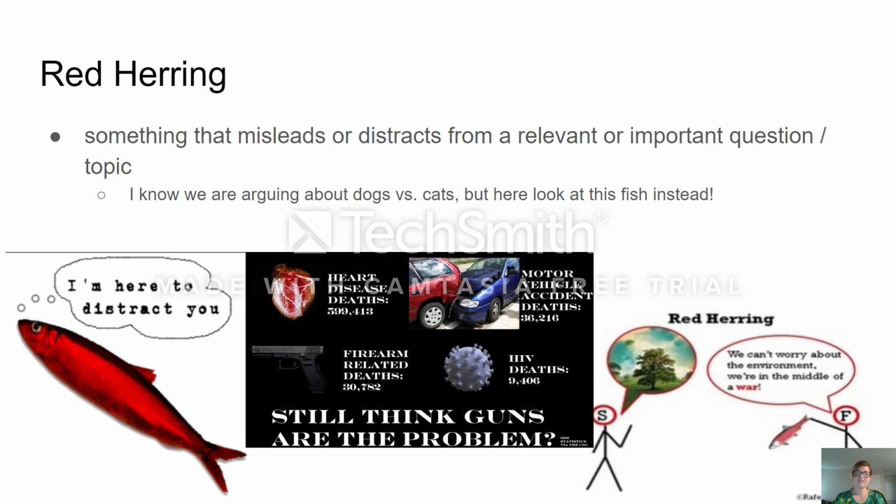The last example I have here. Heart disease deaths, 599,000. Motor vehicle deaths, 36,000. HIV deaths, 9,000. Firearm-related deaths, 30,000. You still think guns are the problem? So just because people are dying of heart disease, car accidents, and HIV doesn't mean that people aren't unnecessarily dying from guns. So they're trying to distract you with all those other deaths instead of letting you focus on firearm-related deaths.